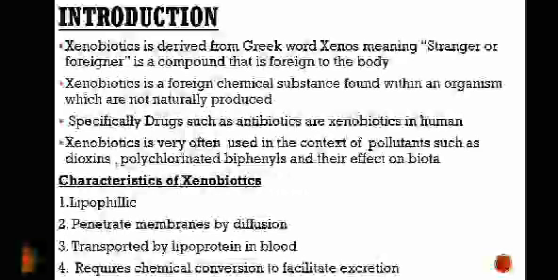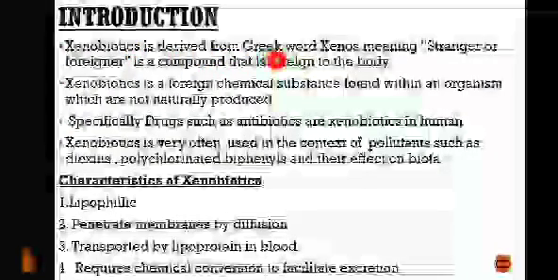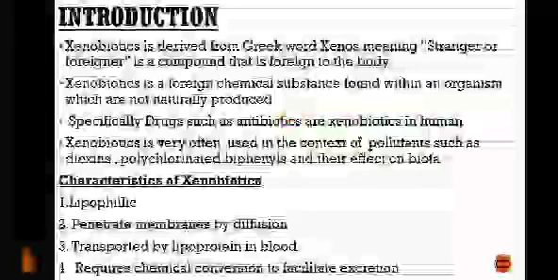Introduction. Xenobiotics is derived from the Greek word xenos, meaning stranger or foreigner. It is a compound that is foreign to the body. The basic definition is that a xenobiotic is a foreign chemical substance which is found within an organism, which is not naturally produced by or expected to be present within it. It can also cover substances that are present in much higher concentration than usual.